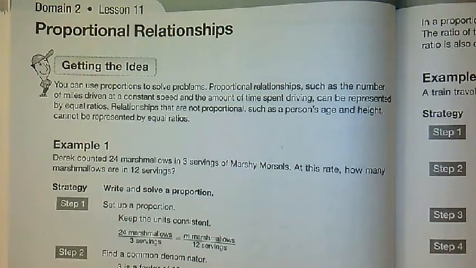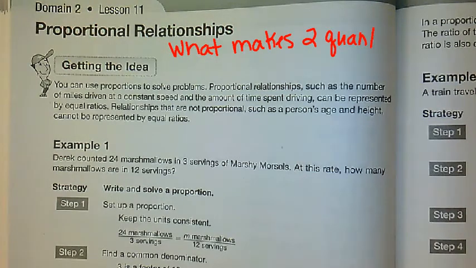Today is day 3 of Unit 2, Proportional Relationships. So today we are going to talk about what makes two quantities proportional. What makes two quantities proportional? This is our essential question today. You should be able to answer this by the end of the lesson. So let's get started.